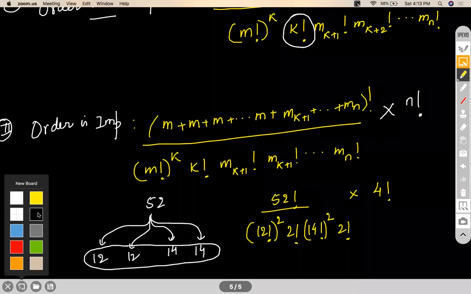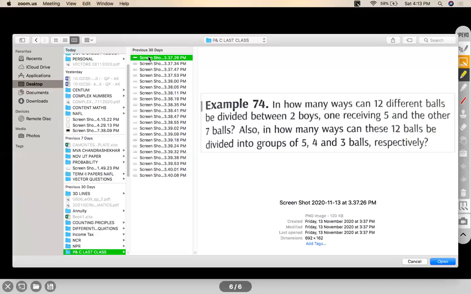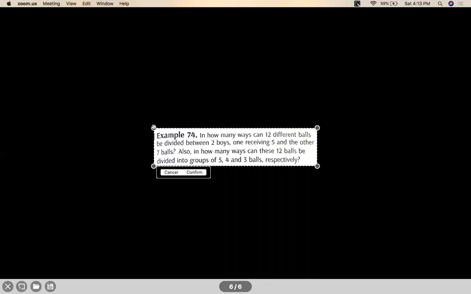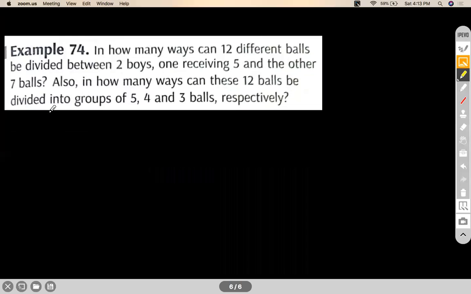Okay, let's have questions. I think questions are the best way to learn these concepts. So my first question to all of you would be, in how many ways can 12 different balls be divided between 2 boys, one receiving 5 and the other receiving 7 balls? Let us do the first part. Then we'll come to the second part of the question.